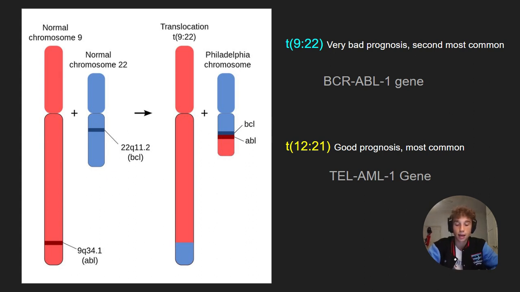Next, we have the 9;22 translocation. So this is between the 9th and the 22nd chromosomes. So this is known as the Philadelphia chromosome. The BCR-ABL fusion gene is created as observed in the diagram. So this has a far worse prognosis and is more common in older people.